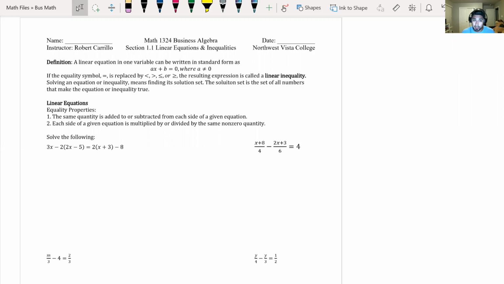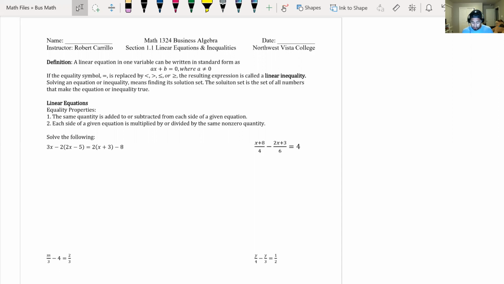A linear equation can be written in the standard form as ax plus b equal to 0, where the coefficient a cannot equal 0. If the equal symbol is replaced by an inequality (less than, greater than, less than or equal to, greater than or equal to), then it's called a linear inequality. Solving an equation or inequality means to find its solution set, and the solution set is what makes the equation or inequality true.